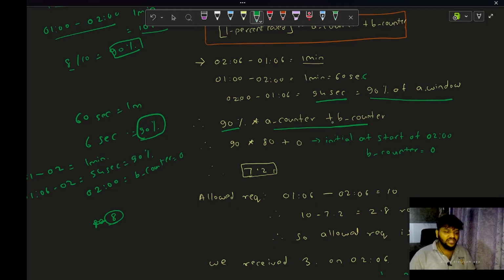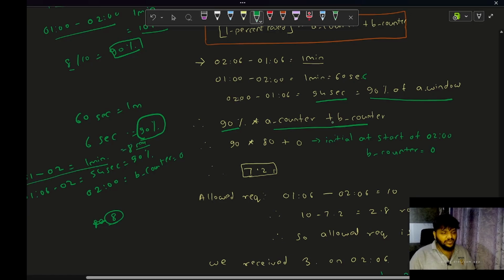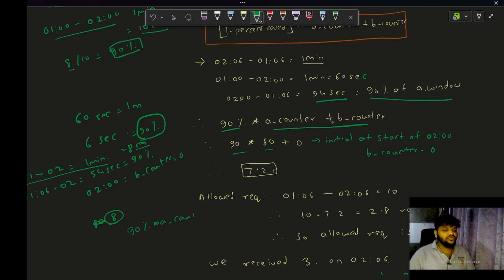So to be fair, what I am saying is, hey, in this 1 minute window, there were 8 requests. But because I am not taking right away from 0100, I am taking from 0106, I would be taking 90% of my A counter. My A counter value is 8, not 80. So 90% of the 8 is 7.2.